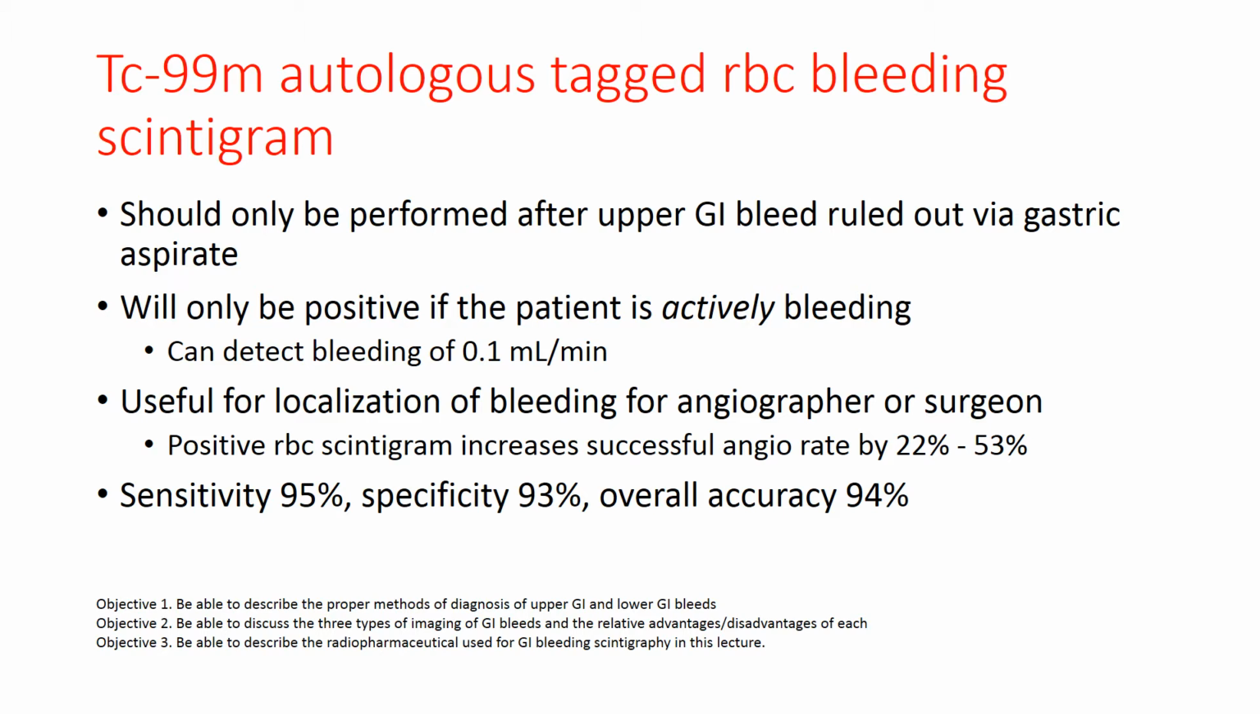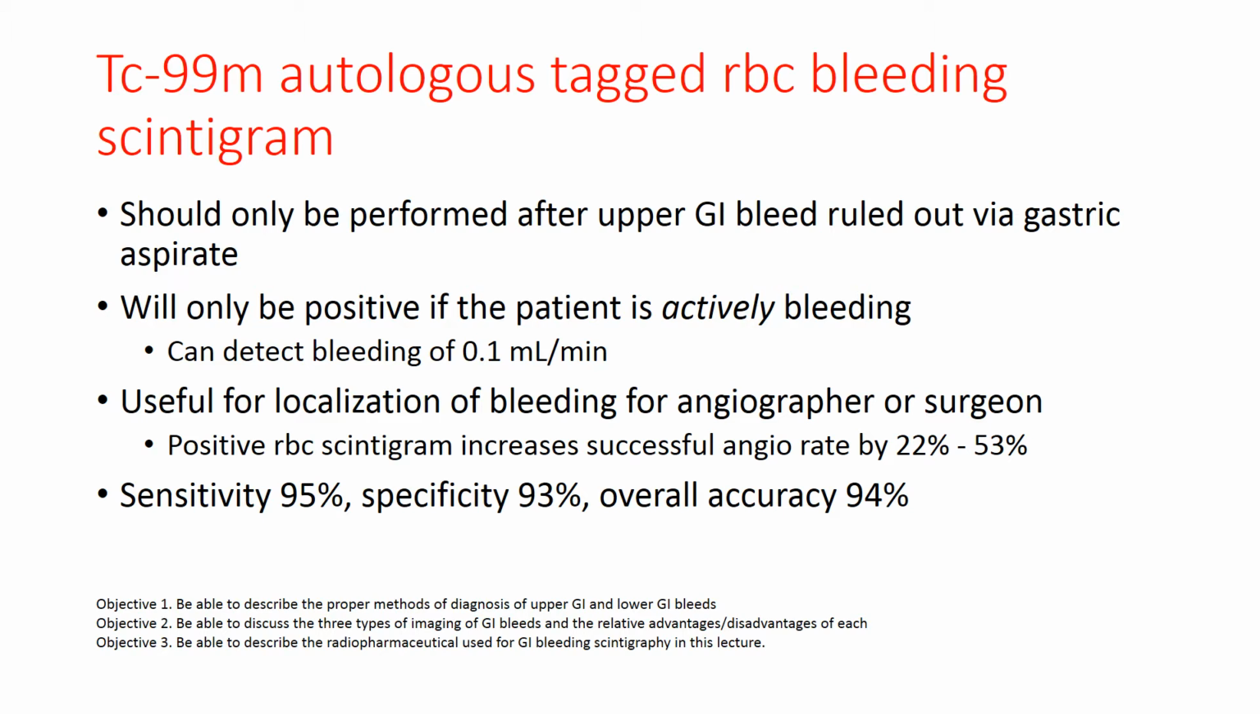Technetium-99m is just the radioactive component. We attach that to autologous, or the patient's own, red blood cells. And then we put the patient under a camera and evaluate the radioactivity that's coming out of the patient, and that's what the scintigram refers to. Again, we should only be doing this if the nasogastric aspirate is negative for blood. If it's positive for blood, they need an endoscopist.